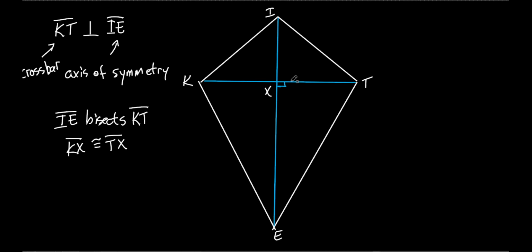So when you have two diagonals in a kite, that means this one and this one are equal to each other. What about IX and EX? Are they equal to each other? No. It's just the crossbar, okay? Just the crossbar is being bisected. They don't bisect each other. Remember we did rhombus. We said the diagonals bisect each other. That's not happening here, all right? It just bisects the crossbar.